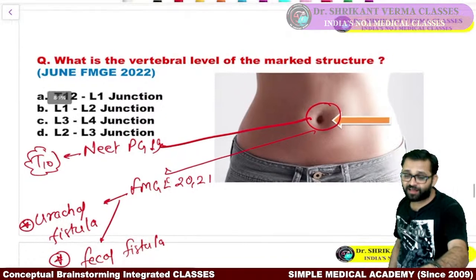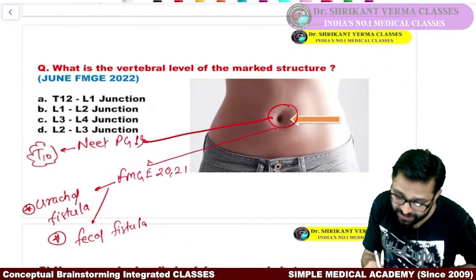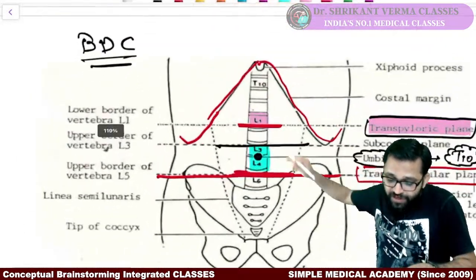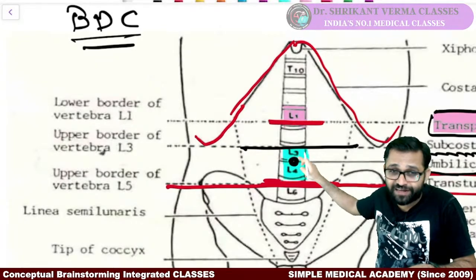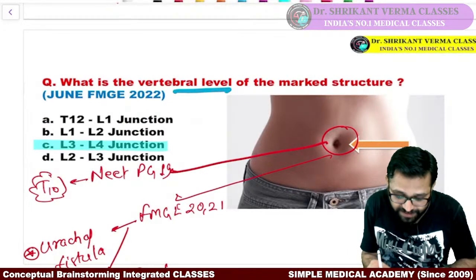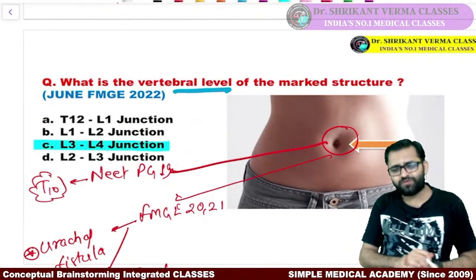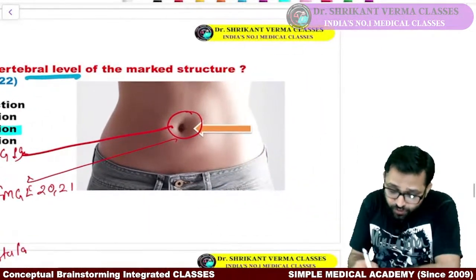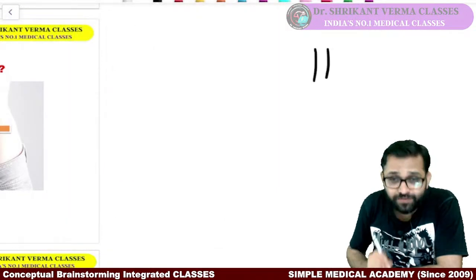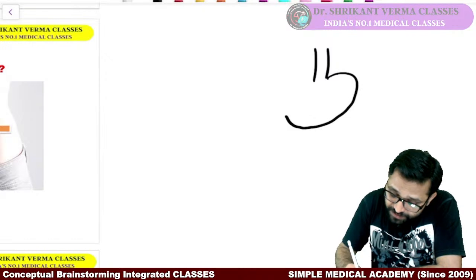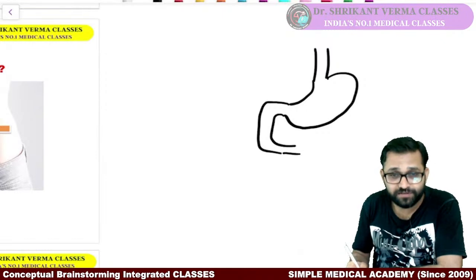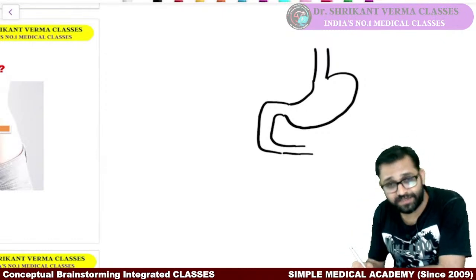Now this time they asked about the vertebral level. Remember, they are asking about the vertebral level. Getting the point? So right now I just described to you the position from BD Chaurasia sir's old book. It is situated just between L3 and L4. So the answer will be C, correct. But suppose we are not aware. Do you remember I told you one fact at the time of our abdomen discussion? Yes sir, this is our esophagus, here is our stomach, and then it is our duodenum. And then there will be our intestine.